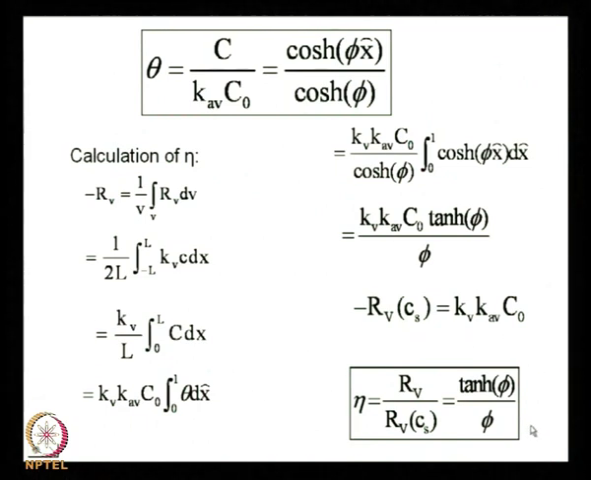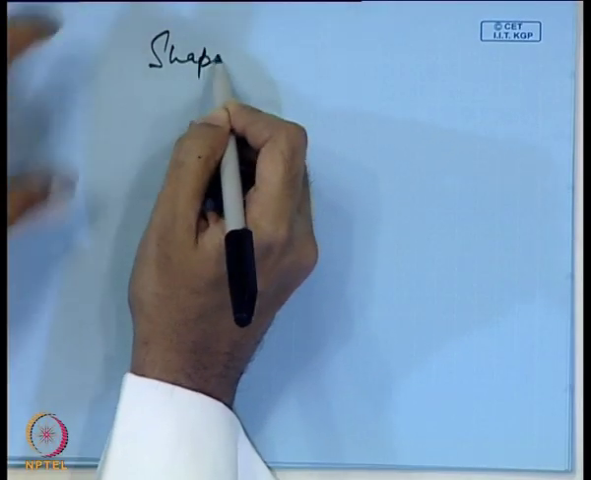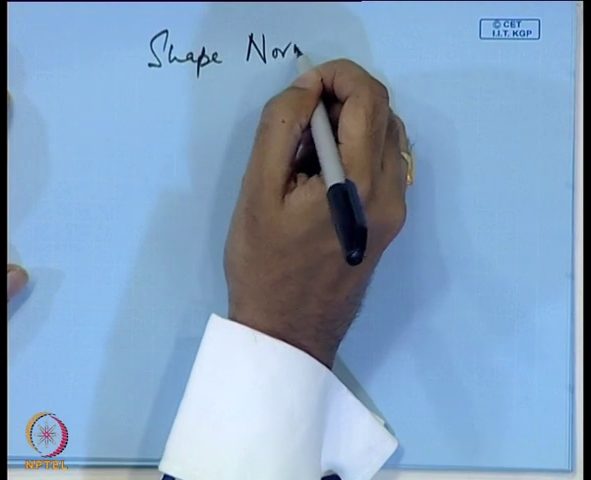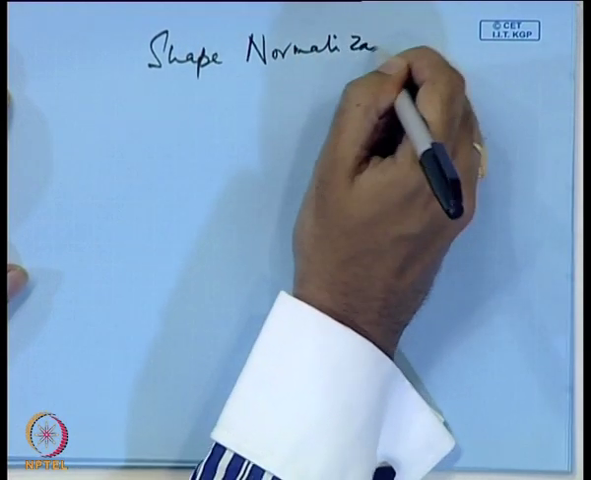Now, one interesting thing that I asked you to do is remember this formula, eta is tan hyperbolic phi over phi, the reason being that this is a generalized formula that you can use. And how do you use this? There is a method called shape normalization. Have you heard of this? Shape normalization?